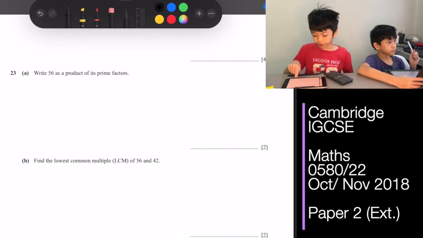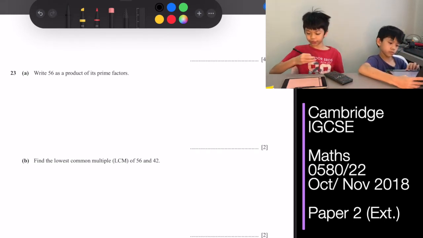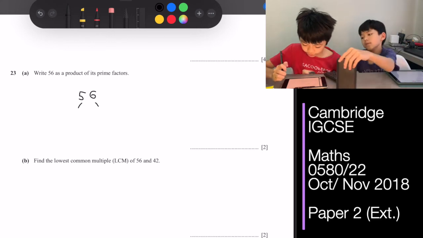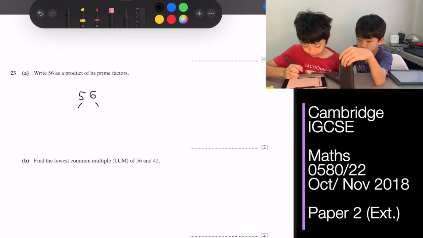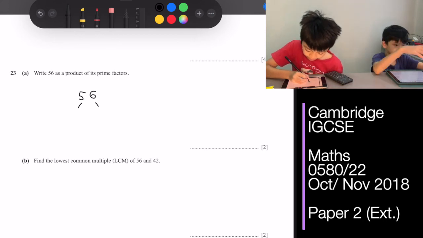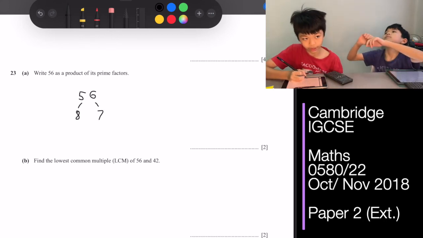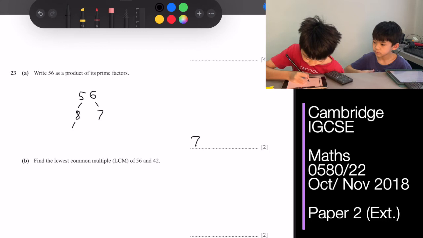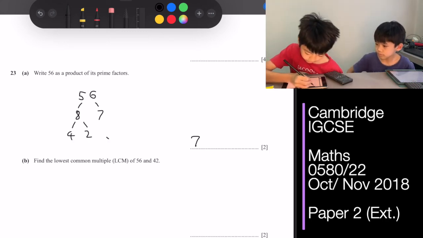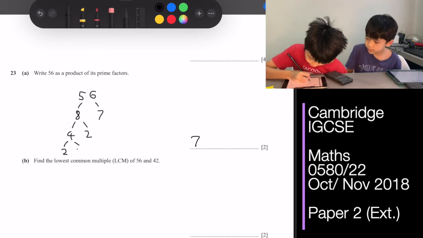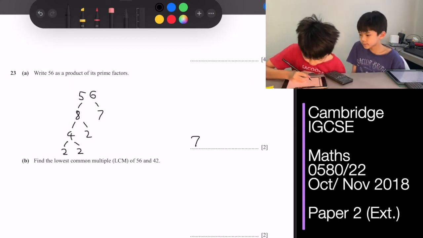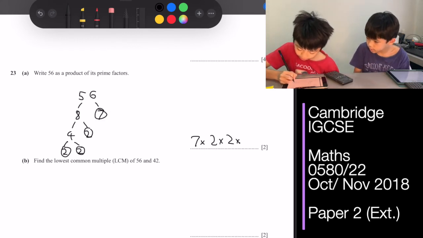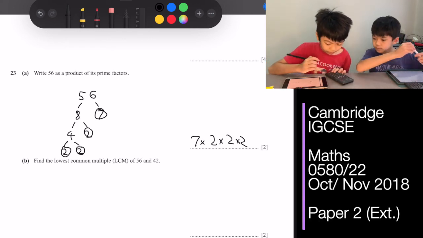Question 23a, write 56 as a product of its prime factors. So now we can put up 56 and write down its factors. 56 can be split into 8 and 7. 8 multiplied by 7 is 56. And then 7 can't be split anymore, so there's 7 in there. Then 8 can be split into 4 and 2. And then 2 can't be split anymore. 4 can be split into 2 and 2. So the final ones are 2, 2, 2, and 7. So it's 7 multiplied by 2, multiplied by 2, and multiplied by 2. Just to make sure, 7 times 2 times 2 times 2 is 56.